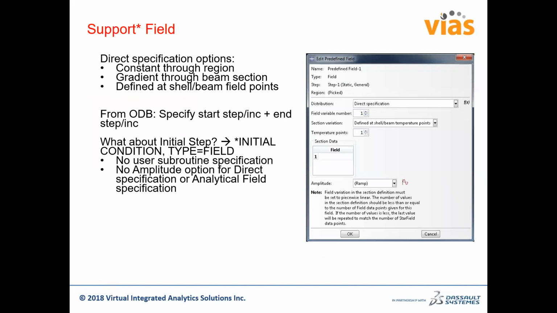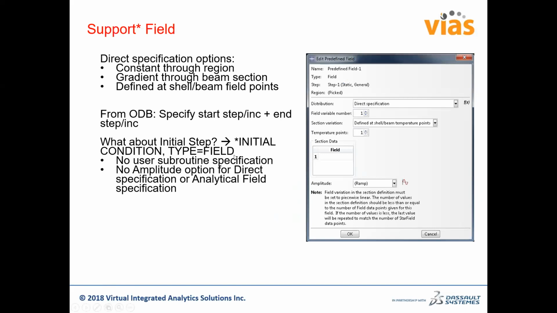Right, yeah, so this is what I was saying. You can actually specify using constant through region, gradient through beam section, define the shell beam field points, and from an ODB, you can specify the increment at which to start reading the field, and the end increment or step at which you stop reading the field.